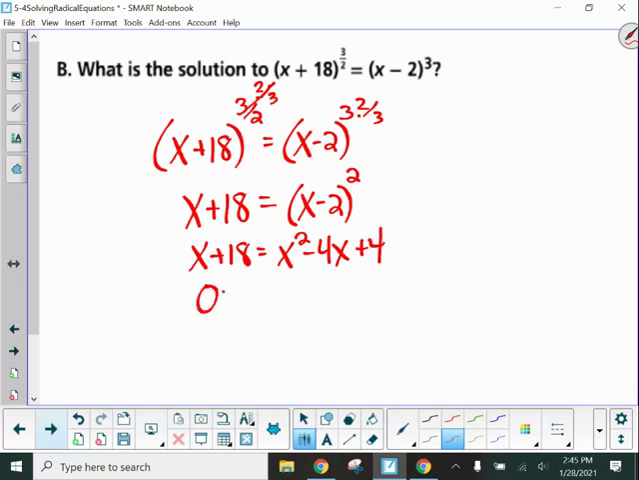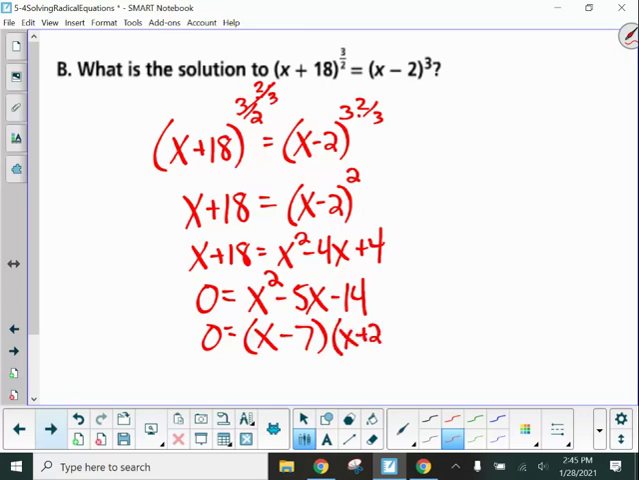Now I'm going to get everything on one side so I can factor and solve. And this is going to factor into x minus 7, x plus 2. So I get 7 and -2 as my two solutions. We need to go through and check those, just like we've been doing.